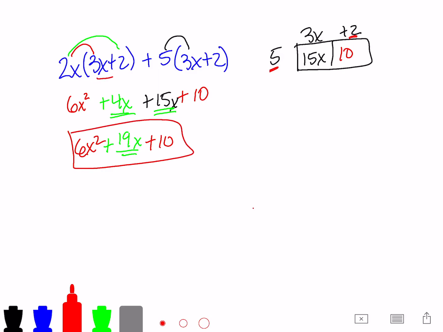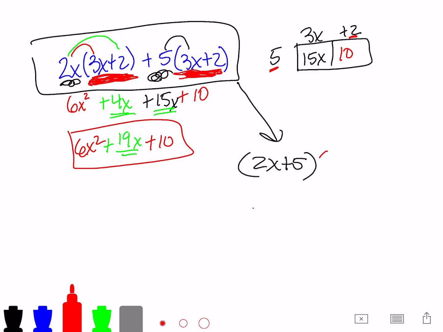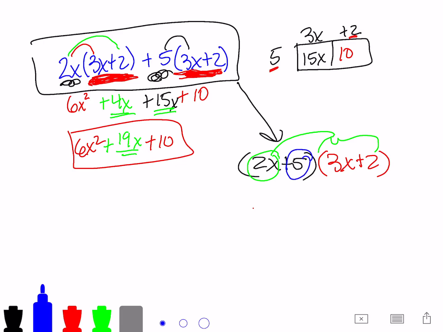Now, if you look back at the beginning, notice these two are the exact same thing. And we had that a lot the other day on your assignment. So there's a second way that we can write this original problem. I could also write this as take the 2x and the plus 5, and I want to multiply that by the 3x plus 2. So what you're essentially doing is you're taking this term and multiplying it by this whole set of parentheses, and then you're taking this term and multiplying it by this whole set of parentheses.